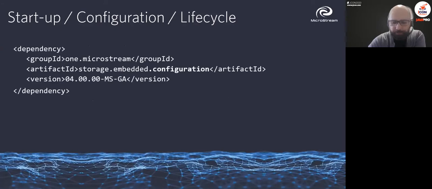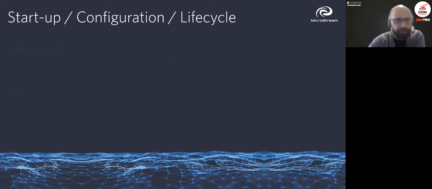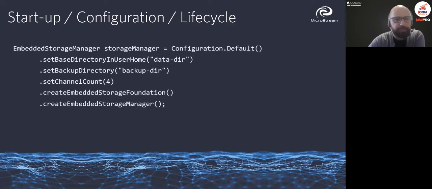If you want to use external configuration, it can be done as well. Just use a storage embedded configuration artifact, and then you can access the configuration API, which is kind of a key value API. So you have simple setters to set parameters, and in the background, the appropriate classes are created as well. So this is done per code.